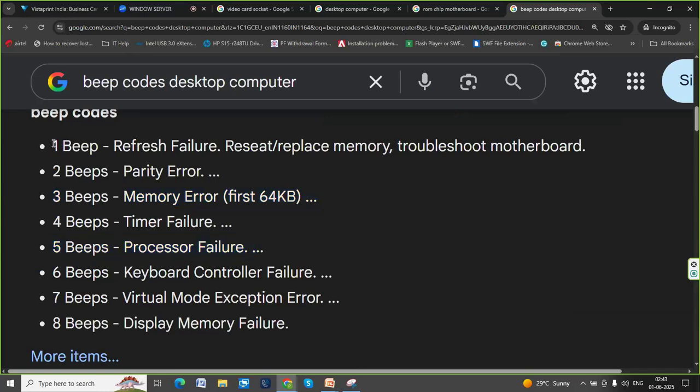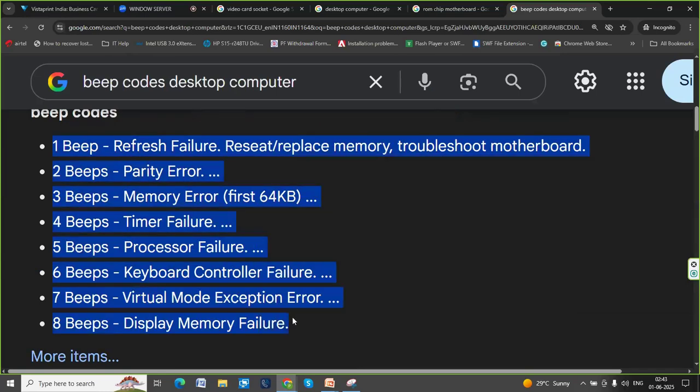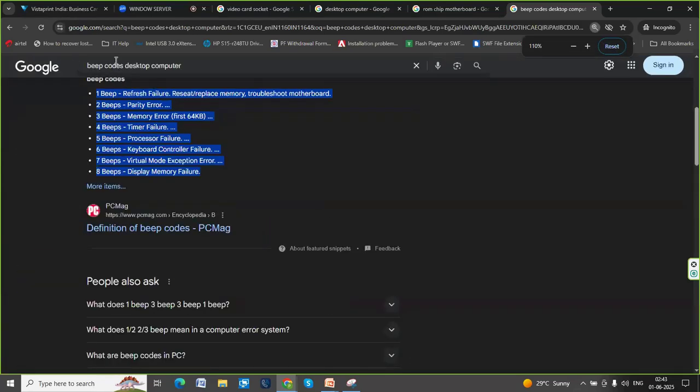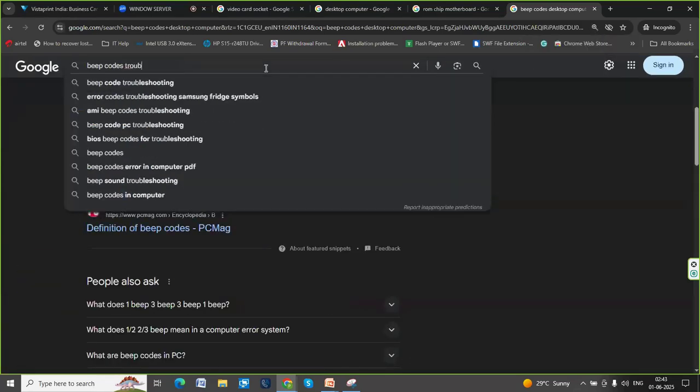Okay, 5 beeps coming means processor failure. Now the question is how the ROM will check the working condition. If any of the parts is not working, it will show the beep. Okay, these are the several. You will get later in the beep codes troubleshooting.